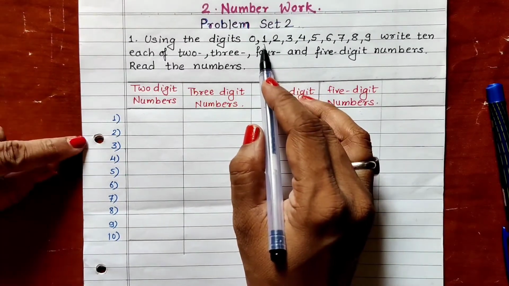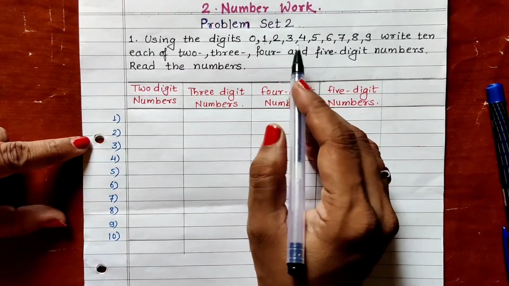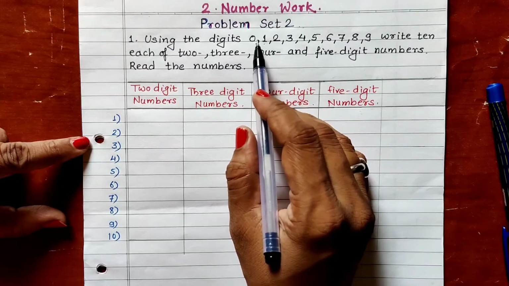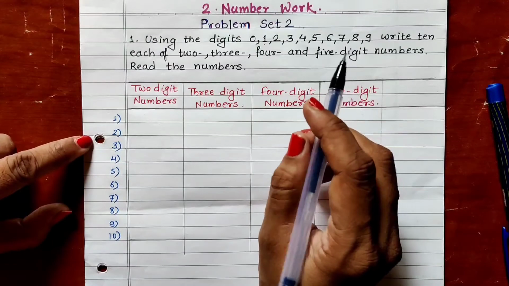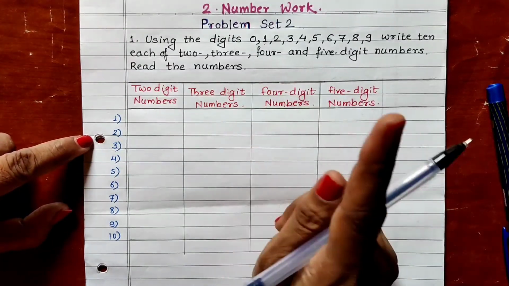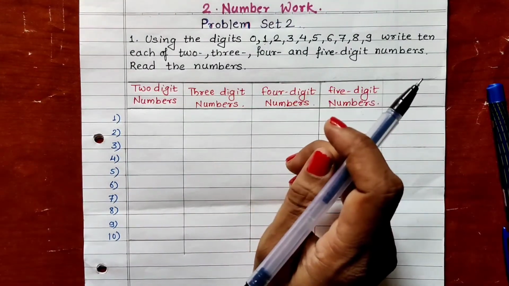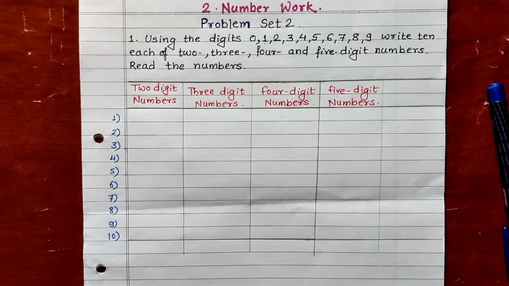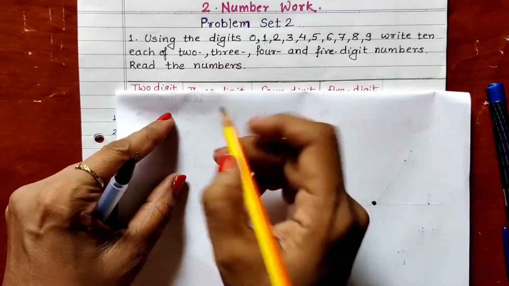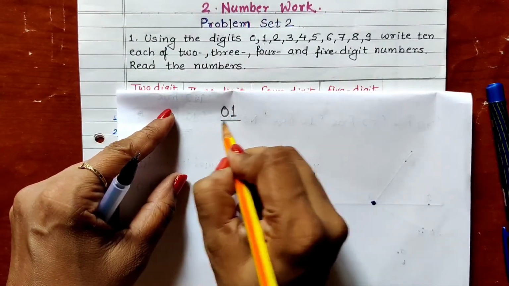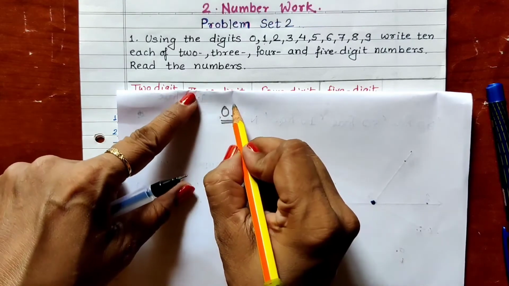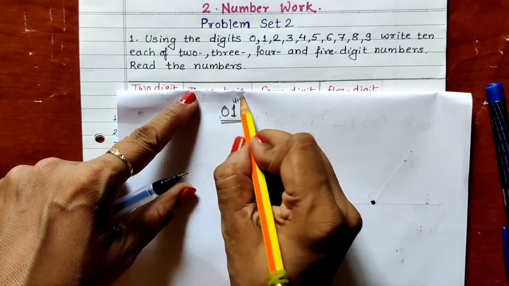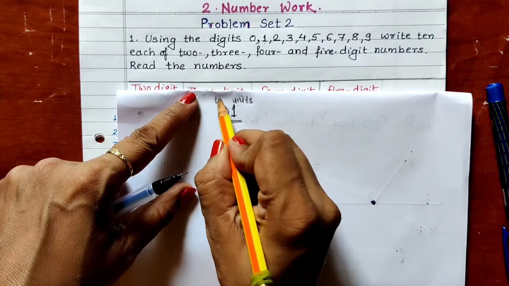If I take first 1 and 2, it will be 12. Correct? We should not take 0. If you write 0, 1, it will be 1. So the tens place digit should not be 0. If you write 0 as the tens place digit, it will not be a 2 digit number. See children, I am showing here. If you write 0, 1, it is only 1. 0 is written in the tens place and 1 is in the units place.